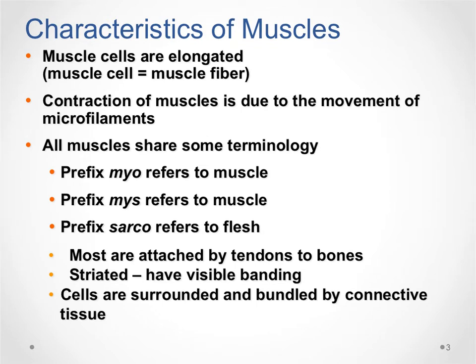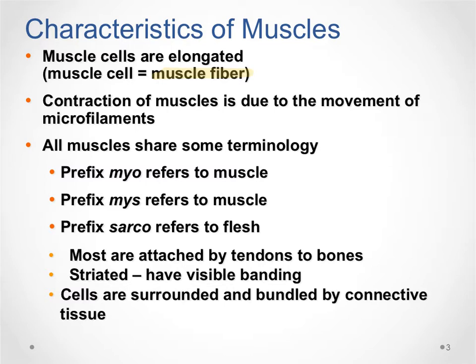Characteristics of muscles. Muscle cells are elongated, and another name for a muscle cell is a muscle fiber. So you will hear a lot about this term muscle fiber today. The contraction of muscles is due to the movement of microfilaments. We're going to have a note where we look at how muscles contract, so we'll be talking about those microfilaments and how that takes place.